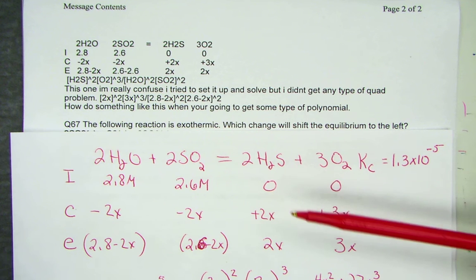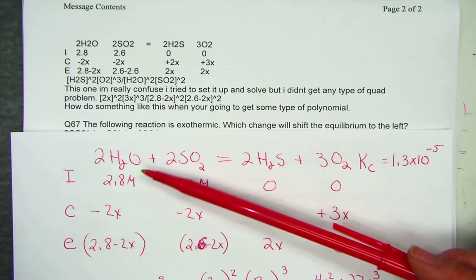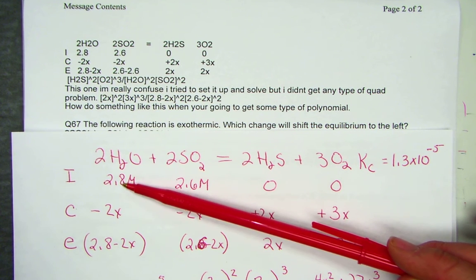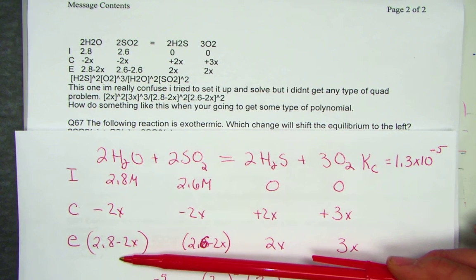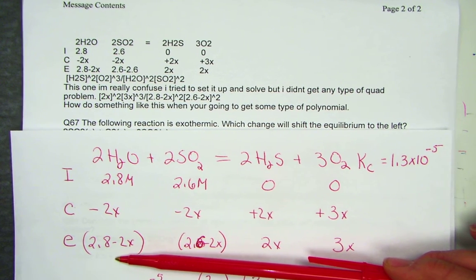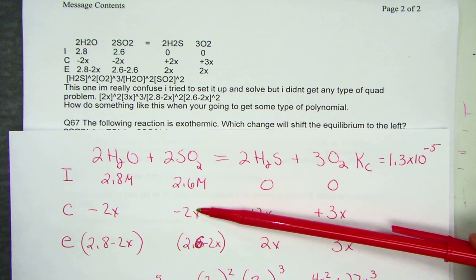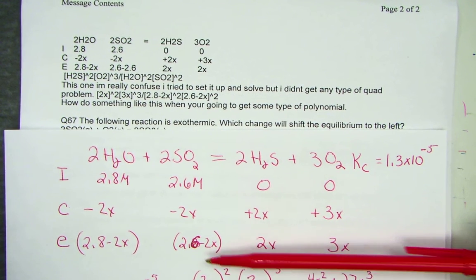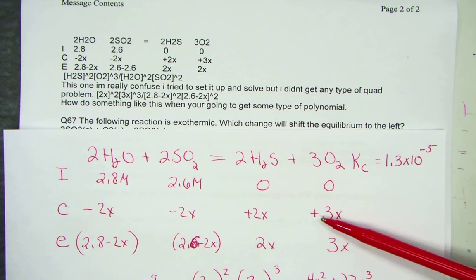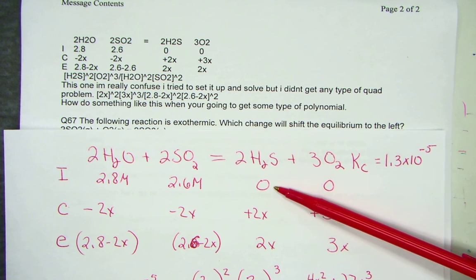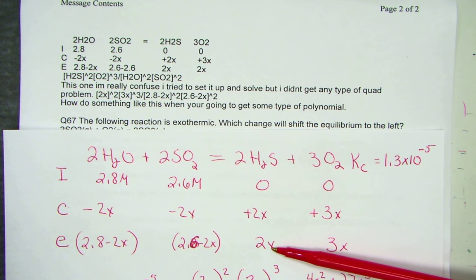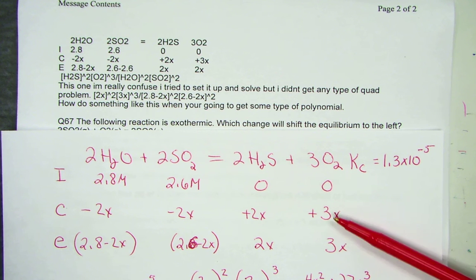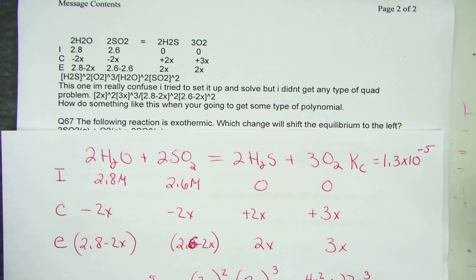If the stoichiometry is considered, we're going to let the value of x with the coefficient of 2 reactants get consumed. So 2.8 minus 2x would be the equilibrium concentration of water. 2.6 minus 2x, the equilibrium concentration of sulfur dioxide. Products get made, so we see that those values here are positive. 0 plus 2x, the equilibrium concentration for hydrogen sulfide. And 3x for oxygen.